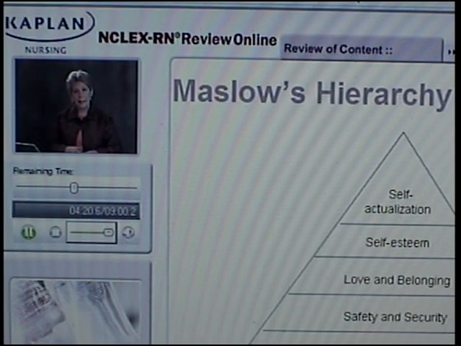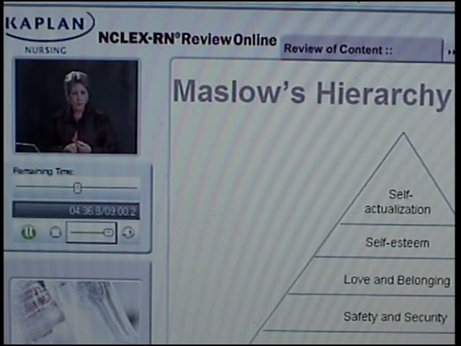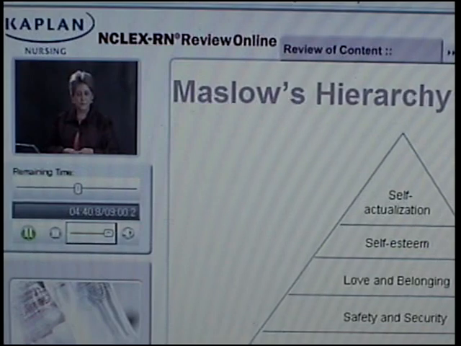So every client has to have these needs met first before they go to the next level, which is safety and security. And these are your psychosocial needs. Safety can be physical safety, it can be psychological safety. It's security for us. We feel safe, we feel like there's order in our lives.